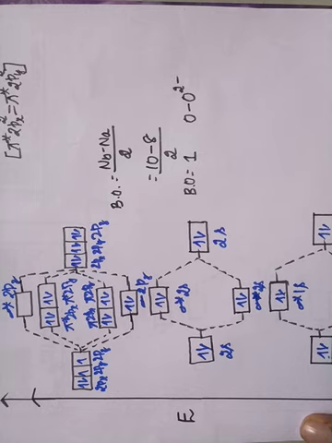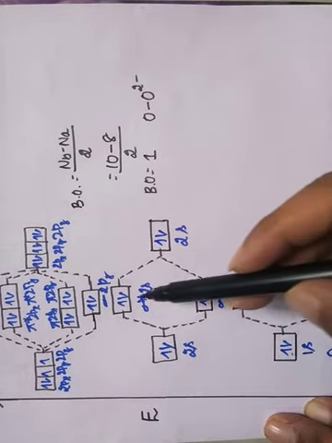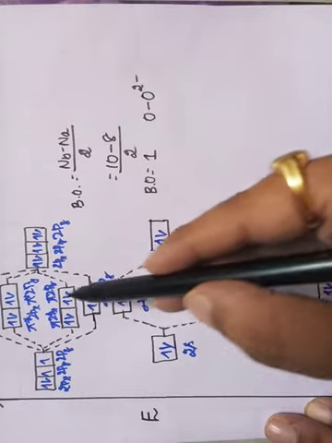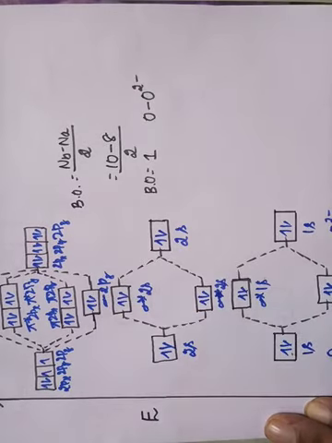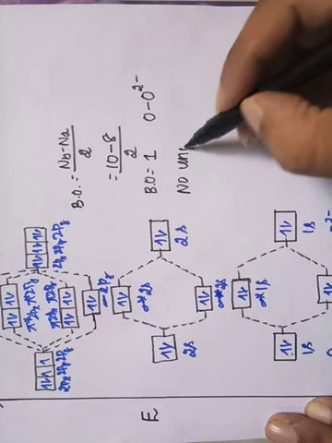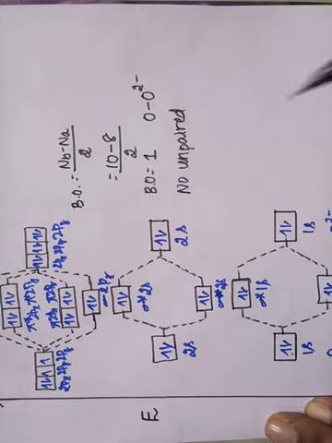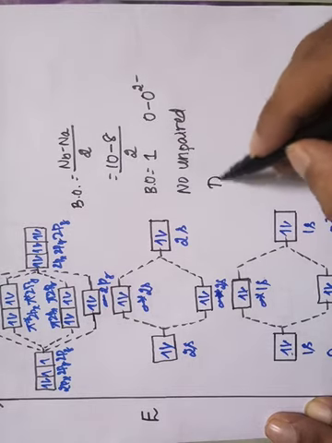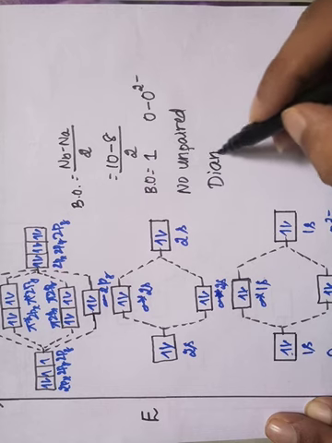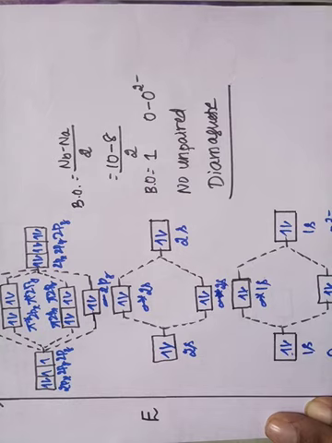So next, coming to the magnetic property. Here you can observe that there are no unpaired electrons in the molecular orbitals. So the peroxide ion doesn't contain unpaired electrons. Therefore the peroxide ion is diamagnetic in nature.